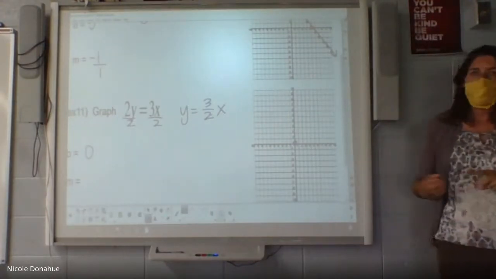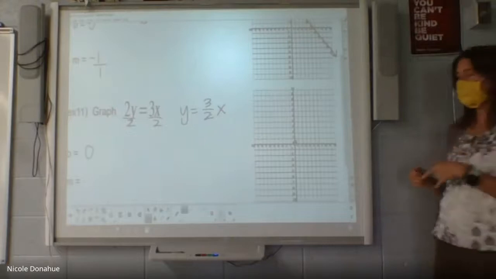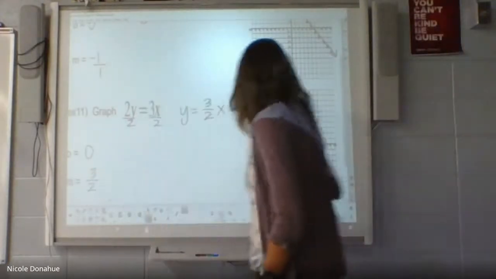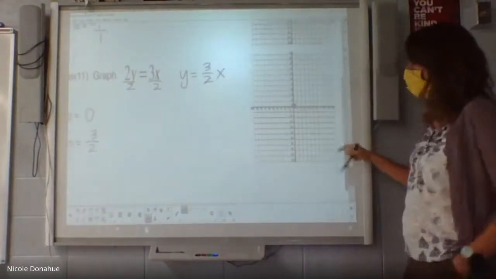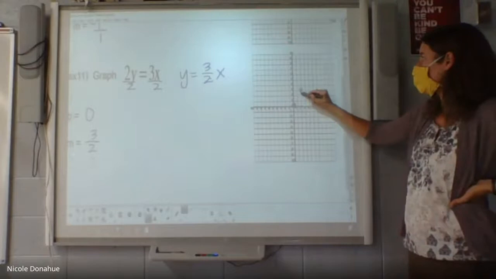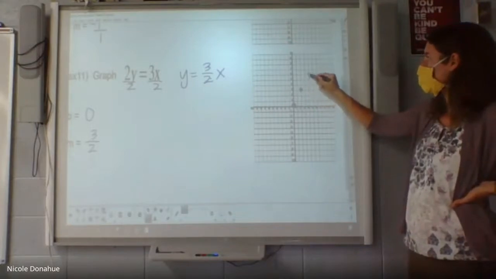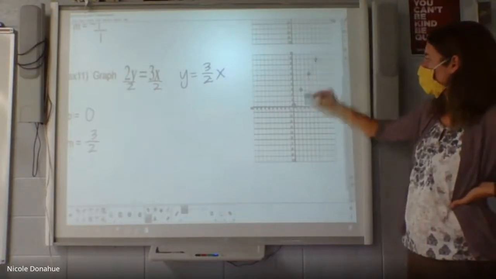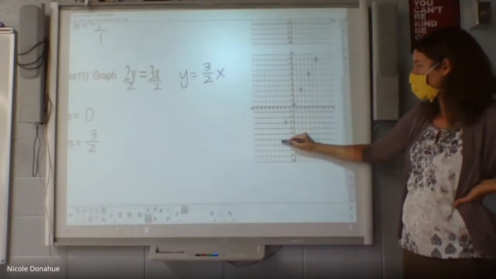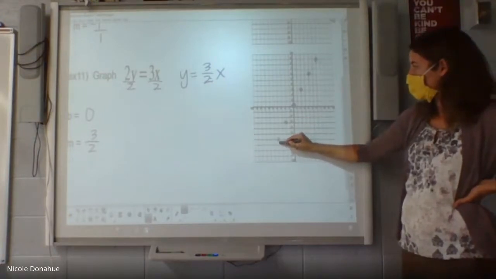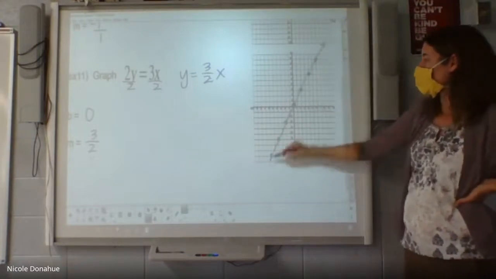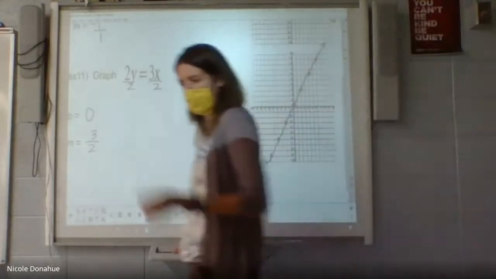And then our slope is just that 3 over 2. Again, I like it as a fraction because it gives us rise and run right away. So up 3 and over 2. Up 3 and over 2. And then down 3 back 2. And then we can draw our line.